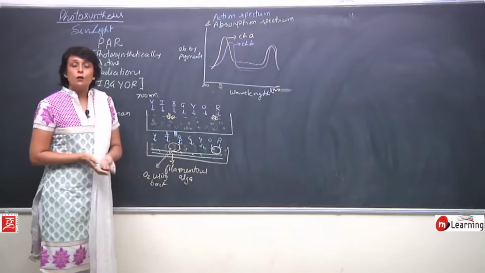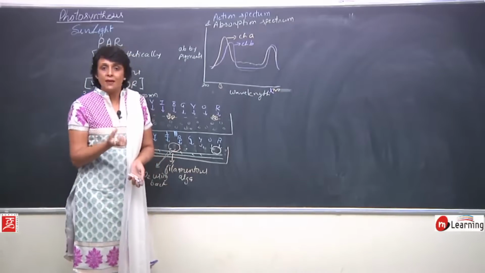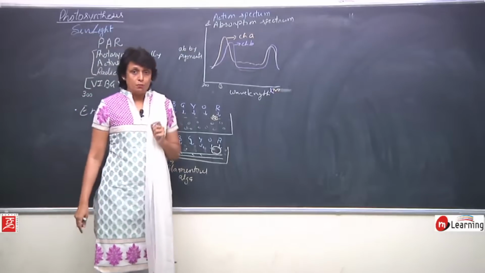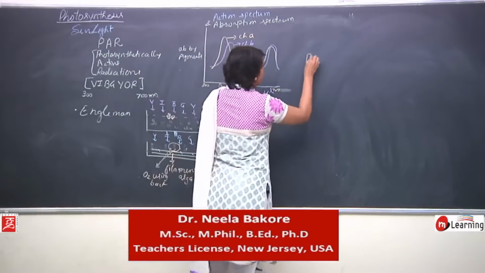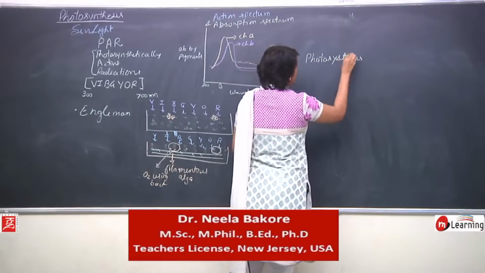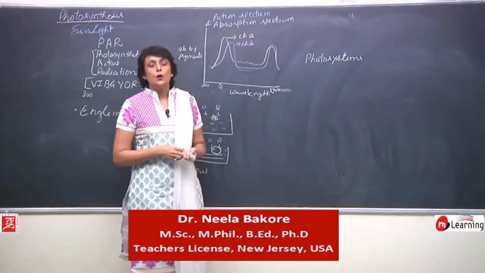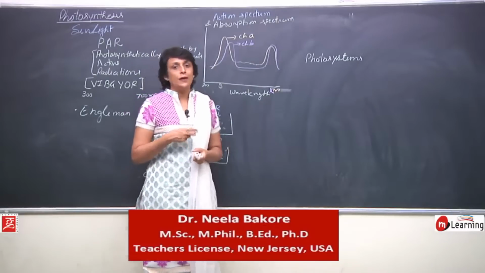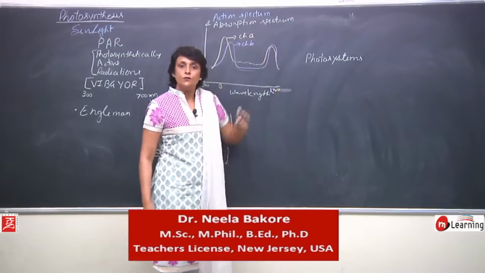Now, when we are talking of light and absorption, we also need to know how these pigments are placed and how they absorb this light. We talked about PS1 and PS2, photosystem 1 and photosystem 2. Now we will talk of photosystems. Photosystems are those collections of pigments which absorb the sunlight, and that is the place from where the actual reaction of photosynthesis starts. So let us talk about these photosystems now.